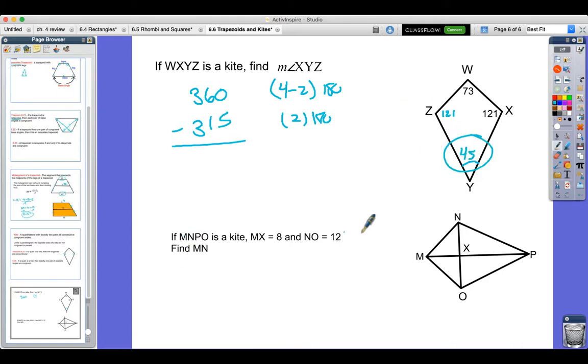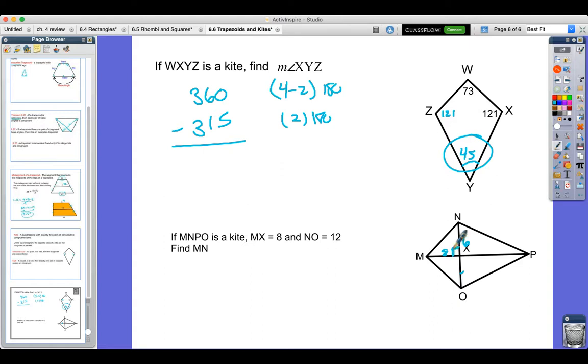All right, next one says that MNPO is a kite. MX, this right here, is 8. And the whole thing is 12. What is MN right here? So if the whole thing is 12, and this splits it in half, what is this right here? It's a 6. We're looking for this. This is a right triangle.